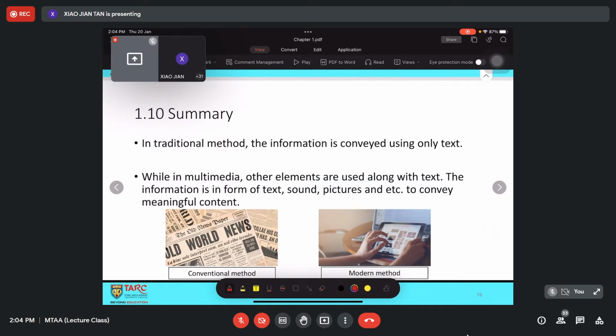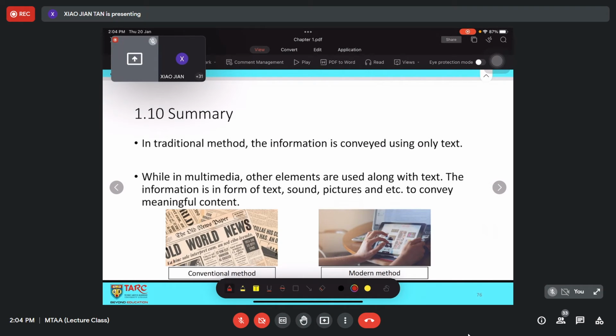The information is in the form of text, sound, picture, etc. to convey meaningful content. Okay, so basically, let us recall. For this chapter, it is very direct. The main point that you need to know would be the basic elements in multimedia: text, audio, image, graph, animation, and also video.